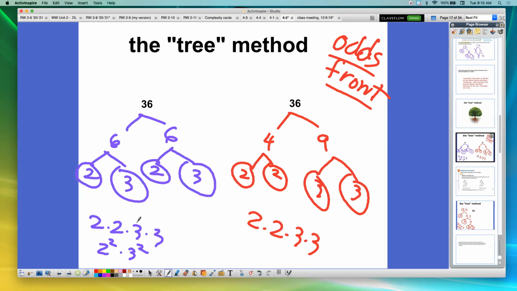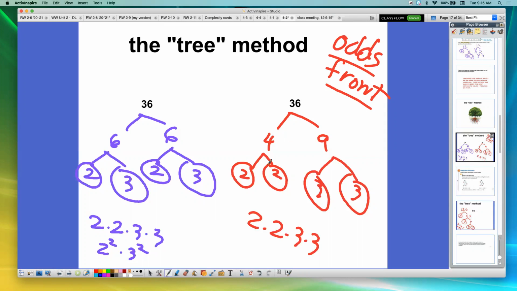Both of these would be considered correct answers. Now, I want you to notice how I can get the same answer even if I choose different numbers, because 36 has a lot of factors. So I could also start with 4 and 9.